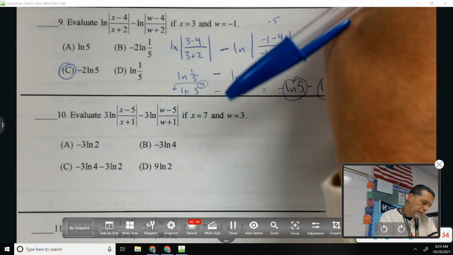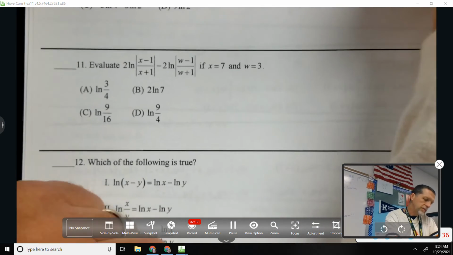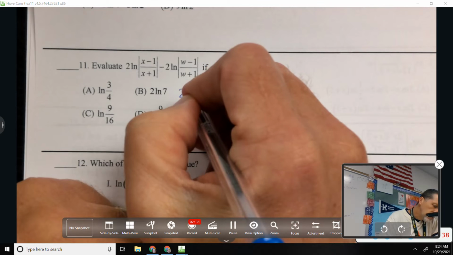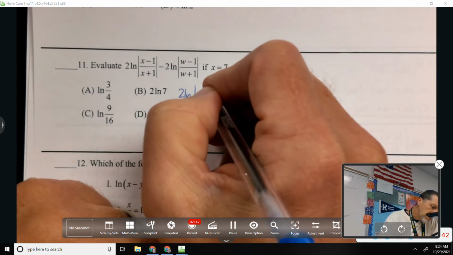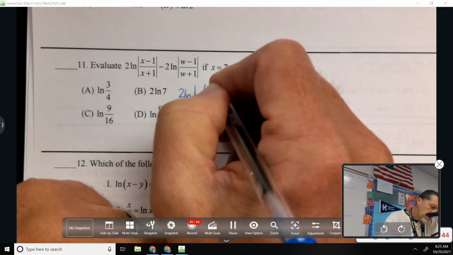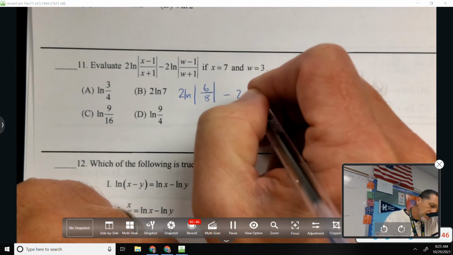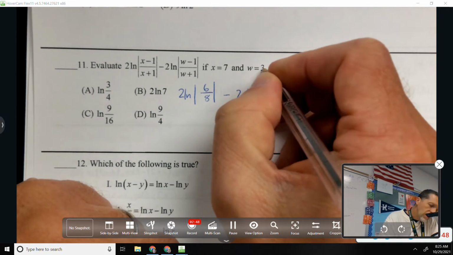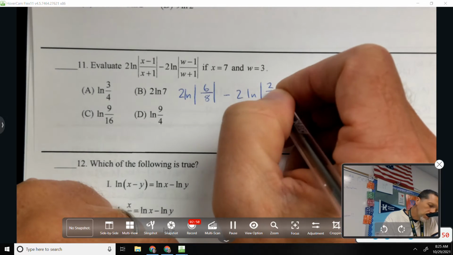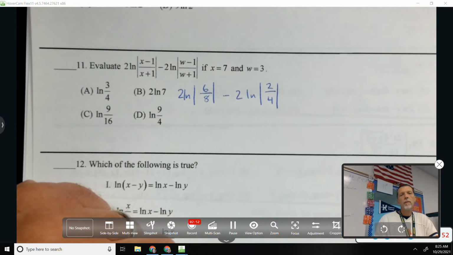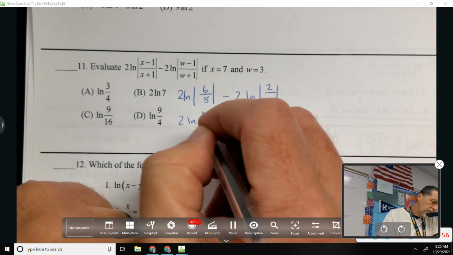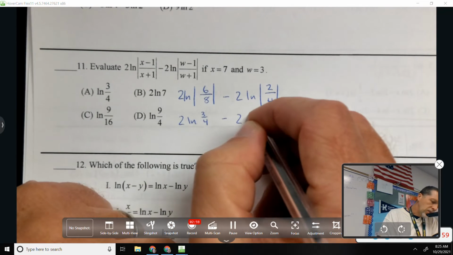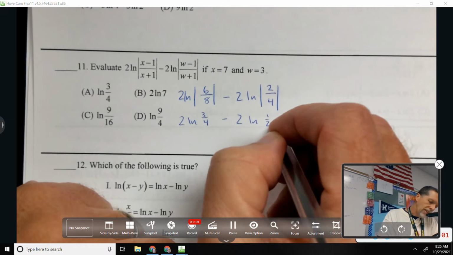Number 11. Same type of thing. 2 natural log of 7 minus 1 is 6, 7 plus 1 is 8, minus 2 natural log, 3 minus 1 is 2, 3 plus 1 is 4. So 2 natural log 3/4 minus 2 natural log 1/2.